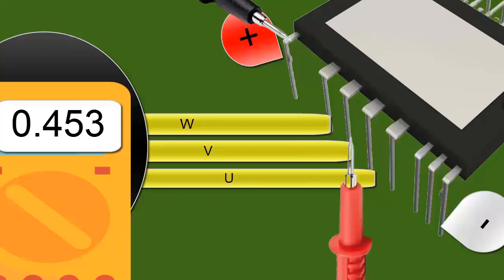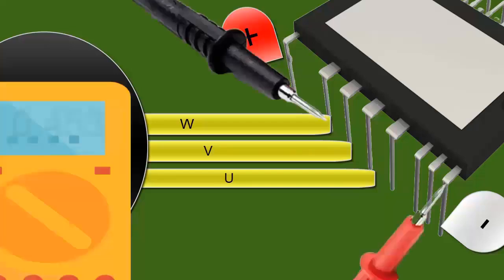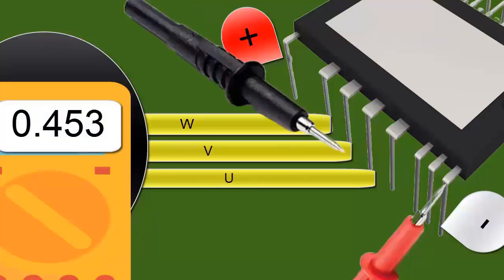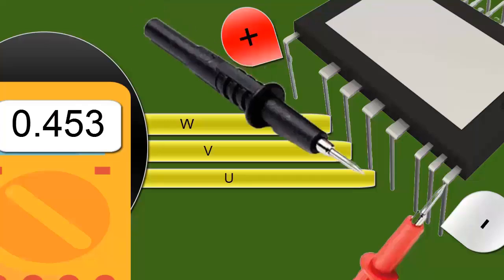Testing the remaining 3 diodes. Now place the red probe on the negative input of the IPM. With the black probe, again measure terminals U, V, and W. Once again, the values should be around 0.45 volts. The readings across all 3 terminals should be nearly identical.